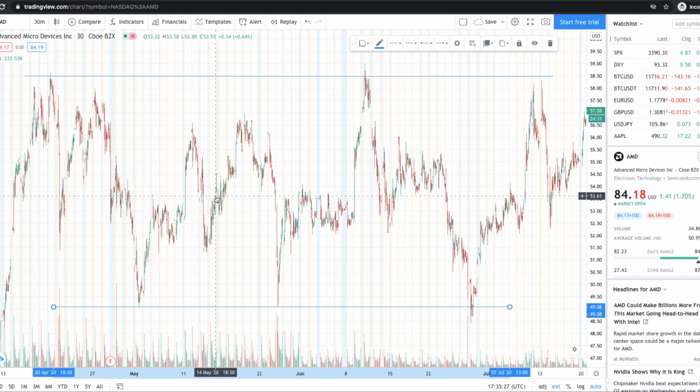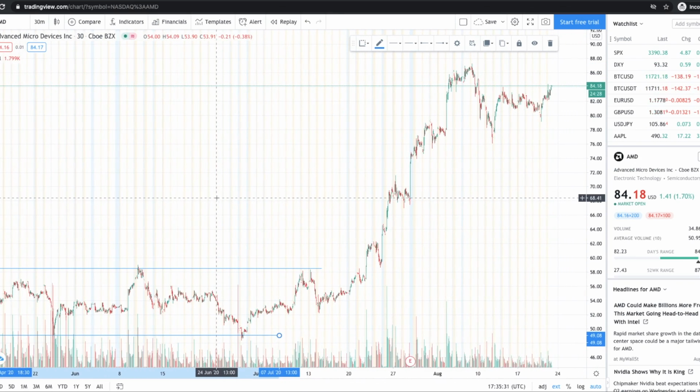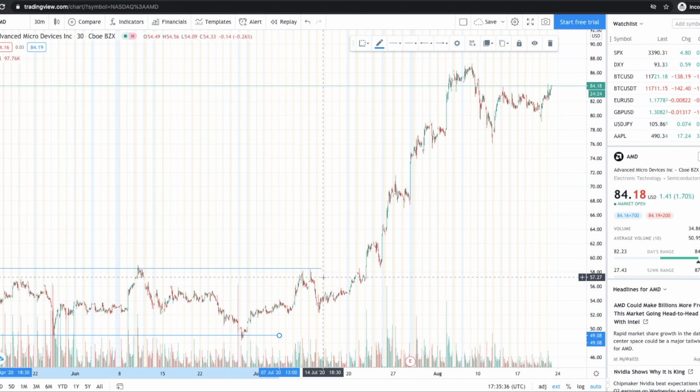And then one day, out of nowhere, Intel had some very, very bad news. And so as a competitor, AMD went up in price tremendously. As you can see, they went from close to $60, and then they started going up like crazy. It went from like $60 all the way up to $84.